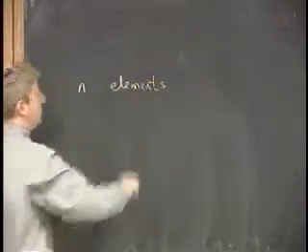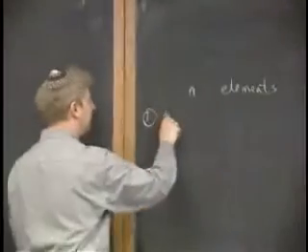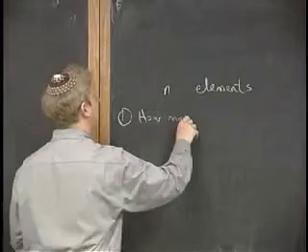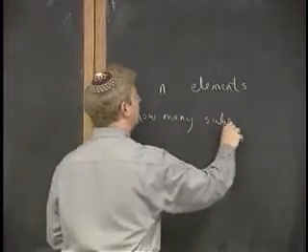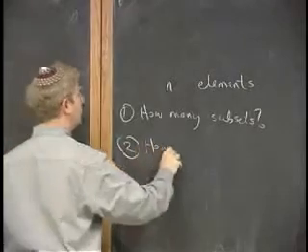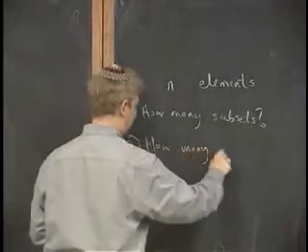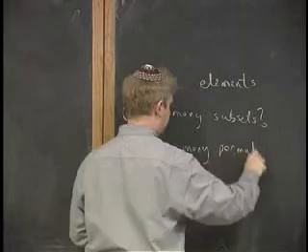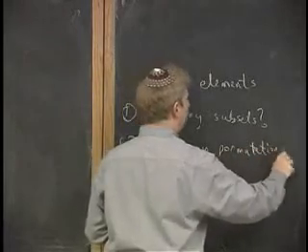I'm going to ask two questions that I hope everybody does know the answer to. Question 1: How many subsets are there? And question 2: how many permutations? Okay, so who wants to take a shot at this one? How many subsets are there?